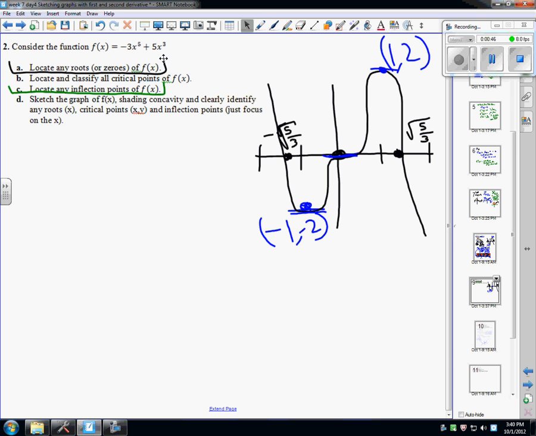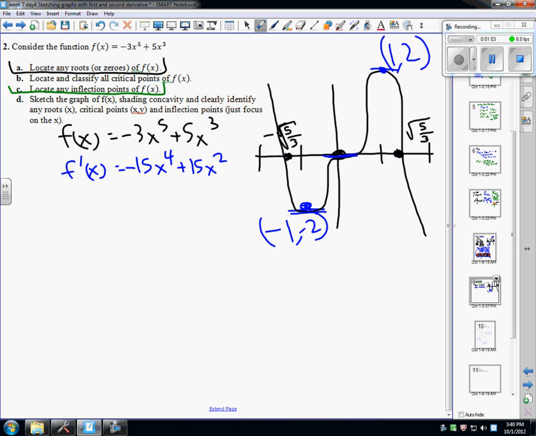Now, this is on a new page, but you already have some info here. You already had f of x was this. You already took one derivative, which is negative 15x to the fourth plus 15x squared. And we're going to take a second derivative now right from here, not after we factor. These are all power rules. This gets me negative 60x to the third plus 30x.